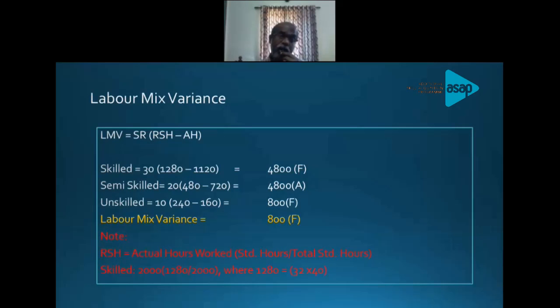Revised standard time and actual time will become one. Remember, here the revised standard time and the actual standard time are one and the same because the total standard time is 50 into 40, that is 2000, and actual standard time is also 2000. So there is no difference between these. When there is no difference between the total actual time and the total standard time, there is no need for computing the revised standard hours. When there is some difference, it must be computed.